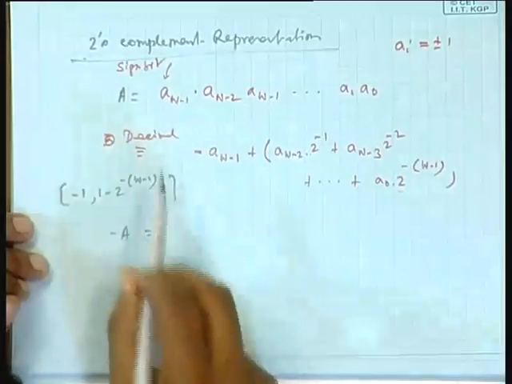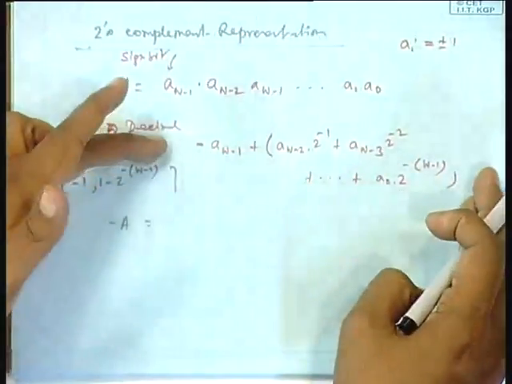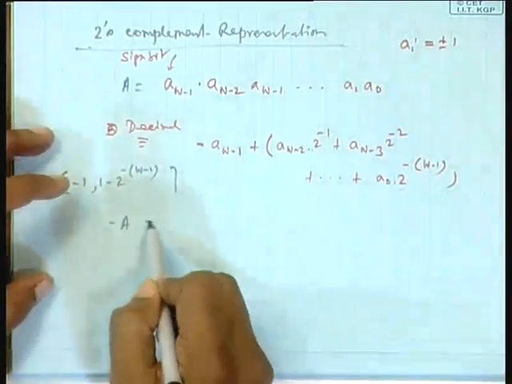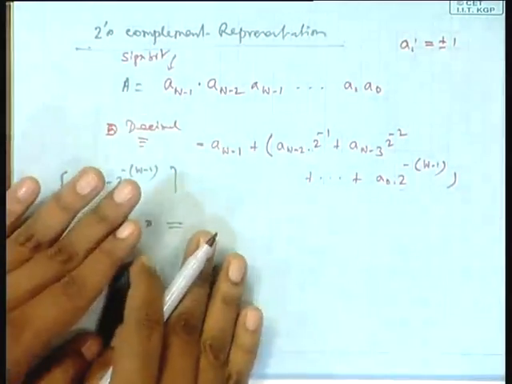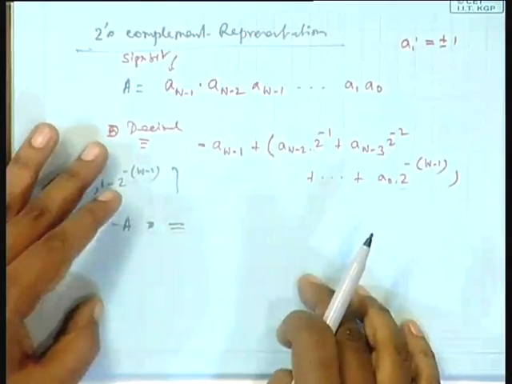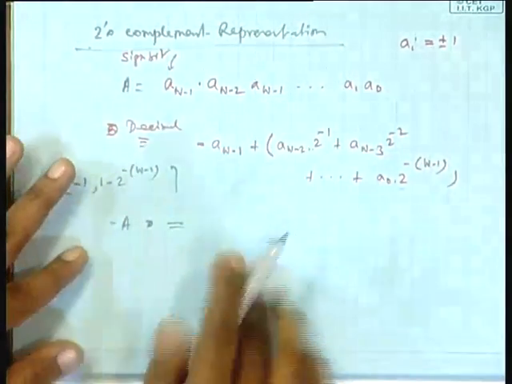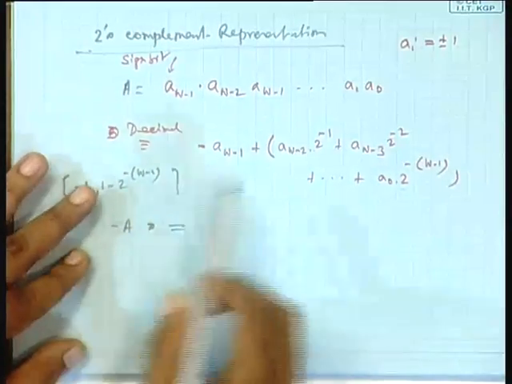Minus A will be, if A is this, its decimal value this much, minus A will be minus of this, decimally. I am down in A, please don't get confused. Sometimes I am writing equal to and all this, I am doing decimal arithmetic. Sometimes I move to binary, you will be able to understand. This is purely A represented decimally, so minus A means minus of the entire stuff.